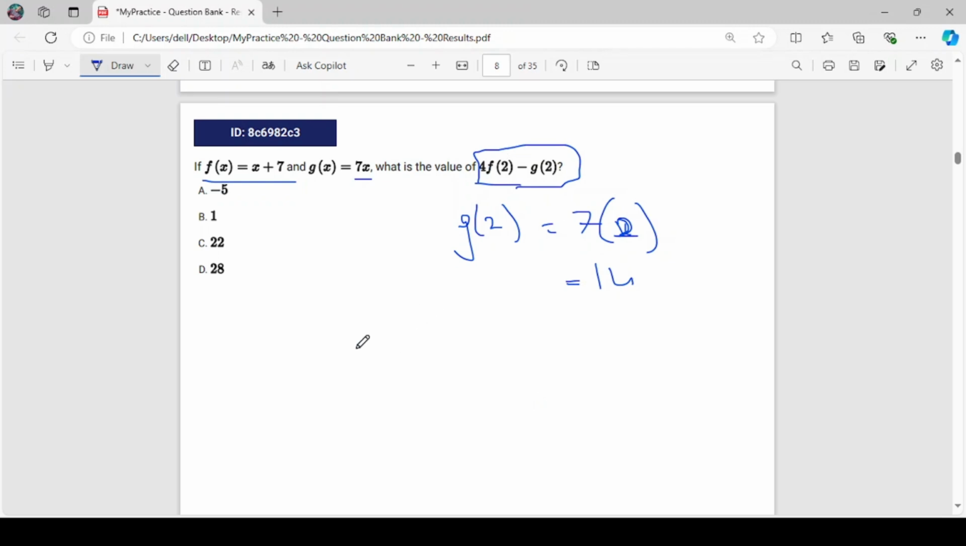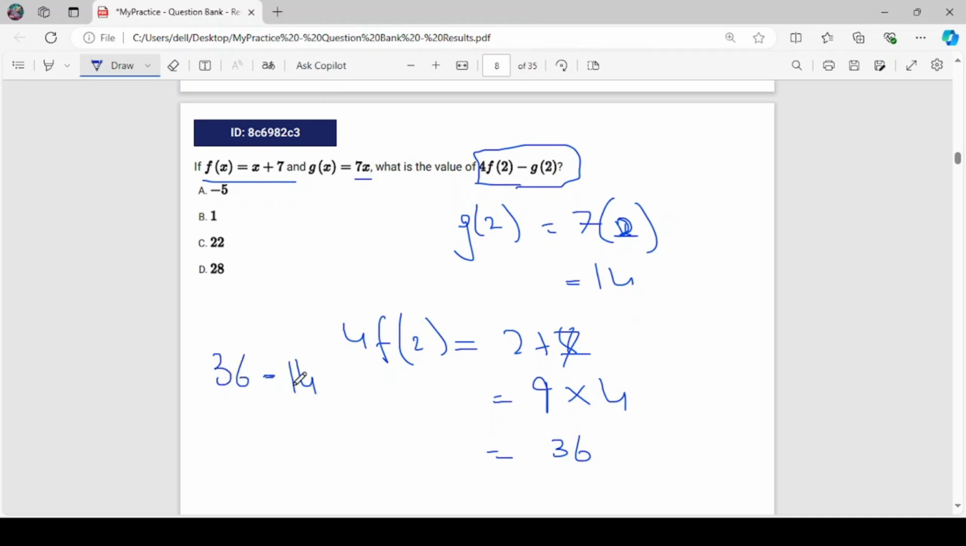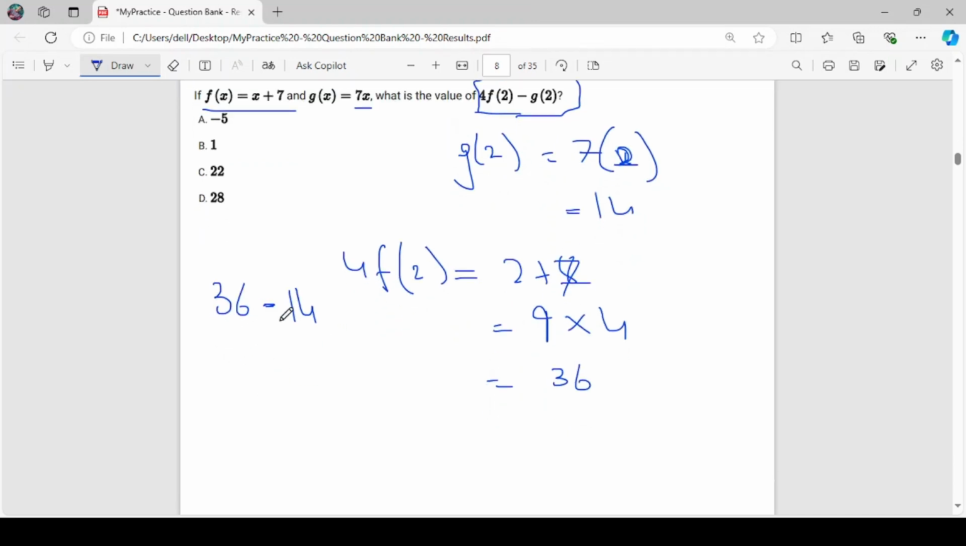What's 4f(2)? First, let's place 2 instead of x. x plus 7, 2 plus 7, that is 9. Let's multiply it by 4. 9 4s are 36. Then 36 minus 14 gives us 22, and 22 is our answer.